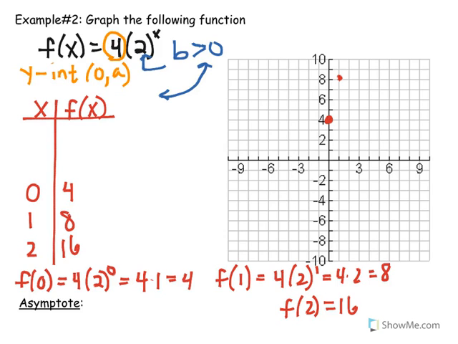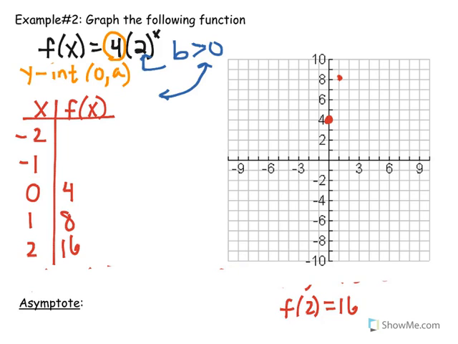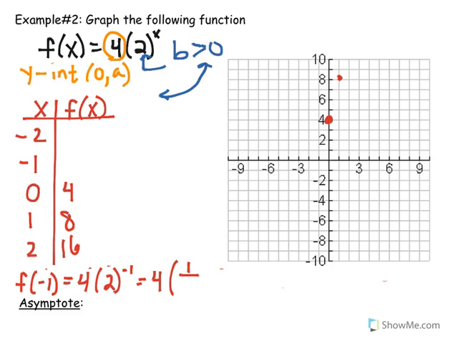I left the space above to look at what happens when I plug in negative numbers, because I know my domain is from negative infinity to infinity, so negative numbers should work. Plugging in a negative number, let's look at f of negative 1. I do 4 times 2 raised to the negative first. If you remember from the last unit with negative exponents, the negative exponent brings my number down to the denominator. So it's 4 times 1/2, and I get 2. So I have the point negative 1, comma 2.